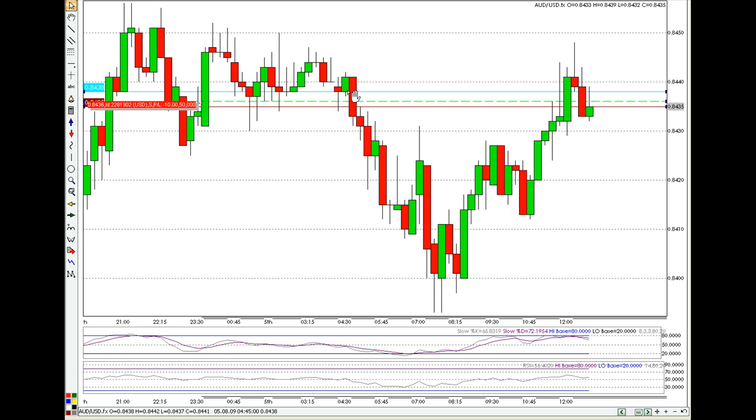This is pretty much how my chart looked when I woke up and turned on my computer. This is the Australian dollar versus the US dollar, and what we're looking at right now is the 15 minutes. We see an extreme, we see a low, and then we see pretty much a retrace here. If you look at the retrace, you can pretty much see an A to B, B to C, C to D.